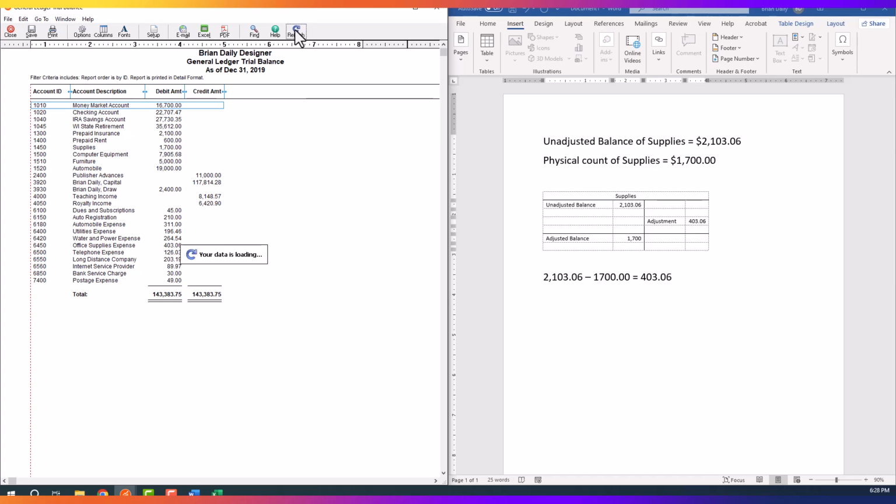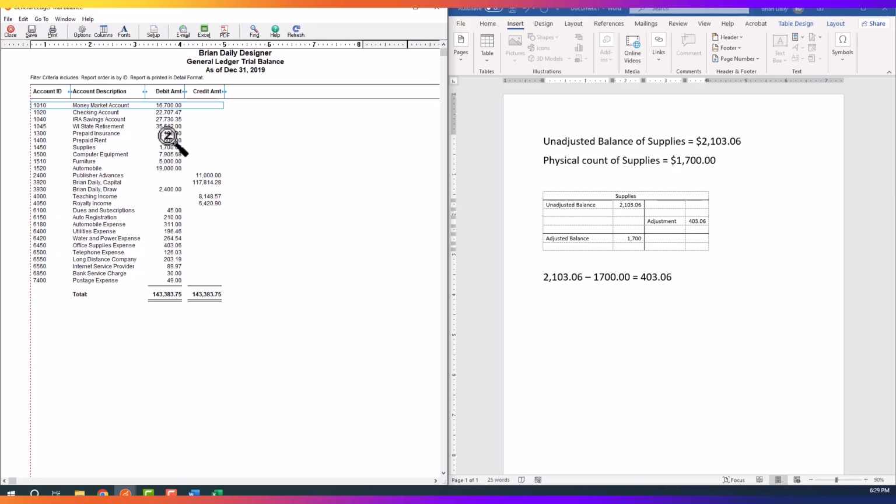And now once I do that, the supplies balance is showing at $1,700, which is the adjusted balance that I wanted. And then the office supplies expense shows that used portion, the $403.06 showing up there. So that's reflecting that adjustment.